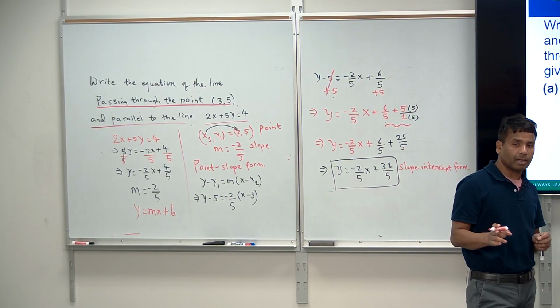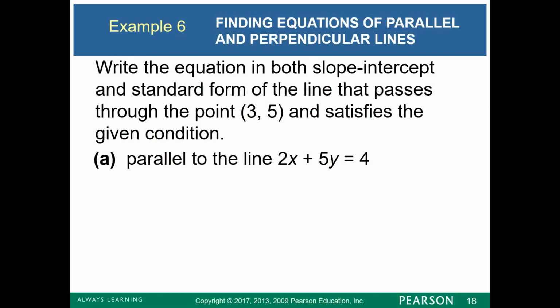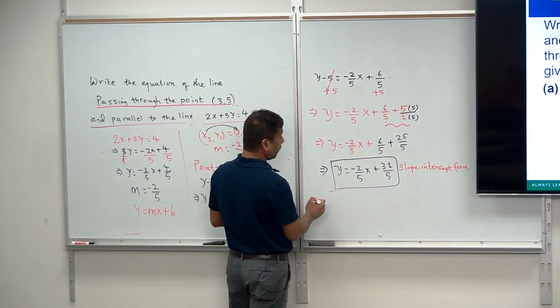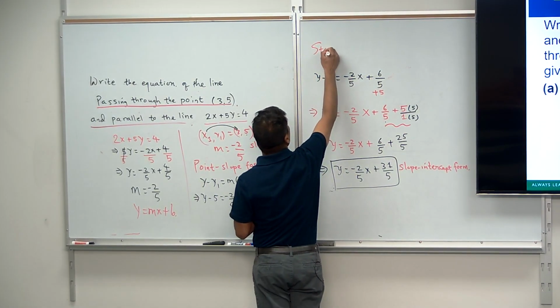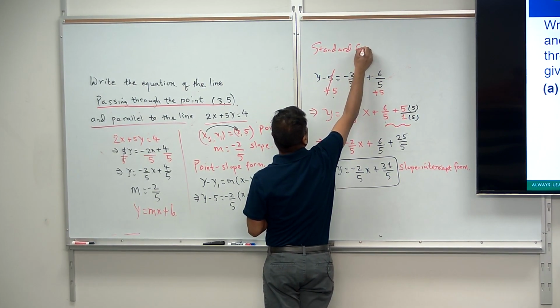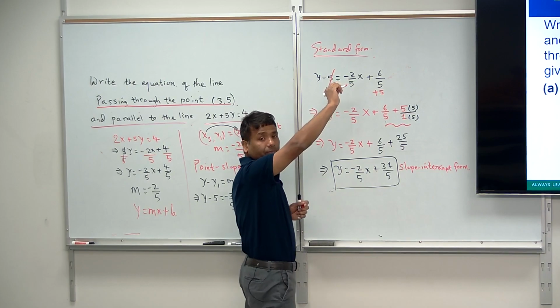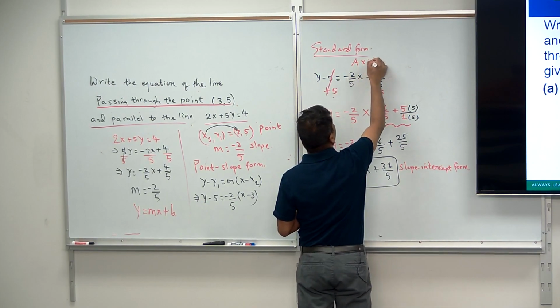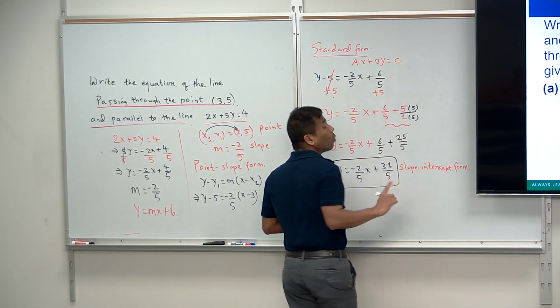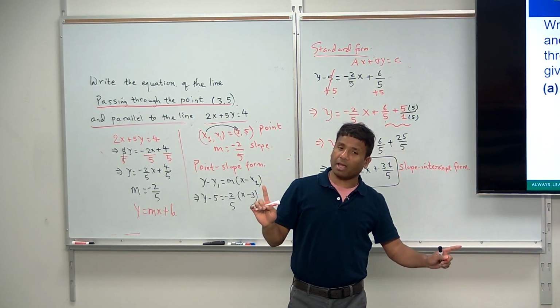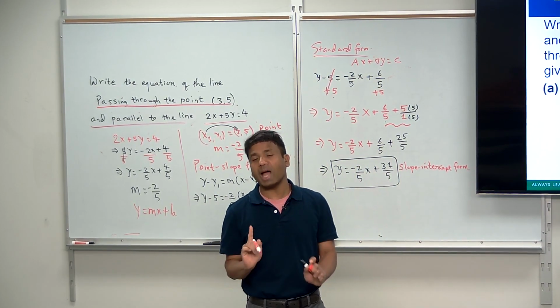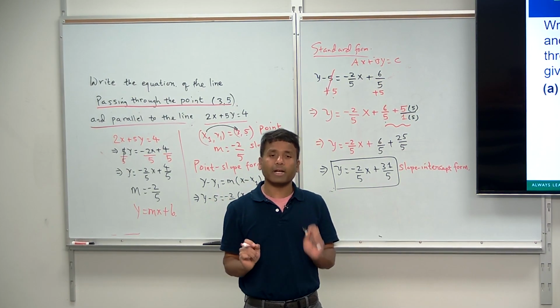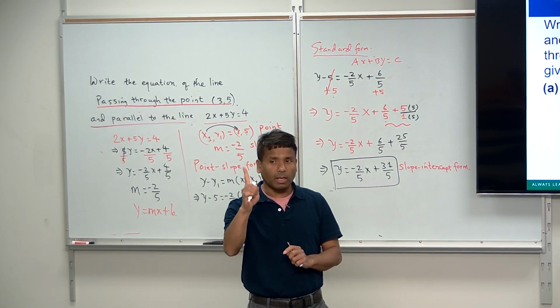You got it? Right? And now you have to find the equation of the line in a standard form also. Okay? So remember the standard form. Do you remember the standard form? Yes, what is the standard form, guys? Ax plus By equals C. Yes, good job. Ax plus By equals C, where A, B, and C are relatively prime, so that means the greatest common factor of A, B, and C is 1.